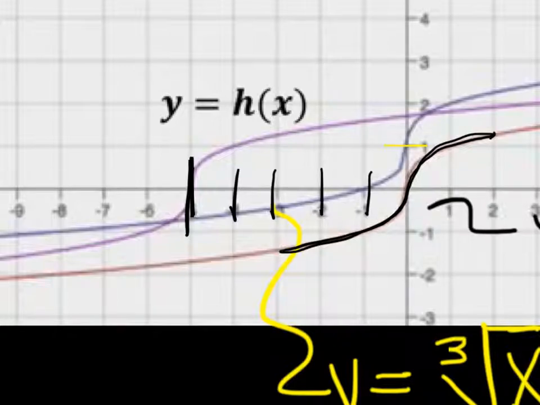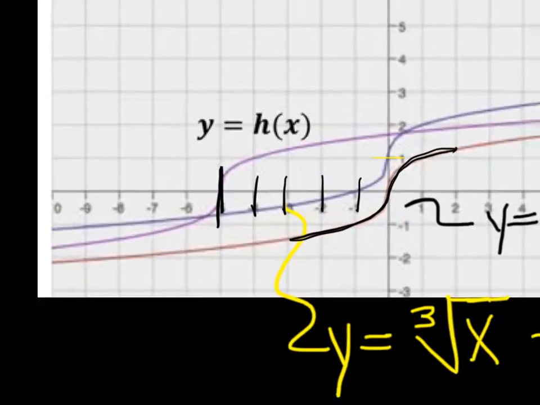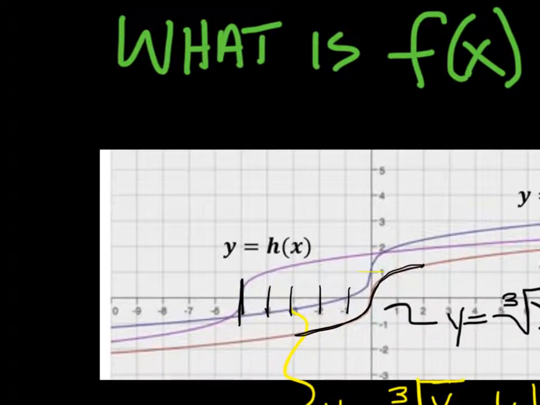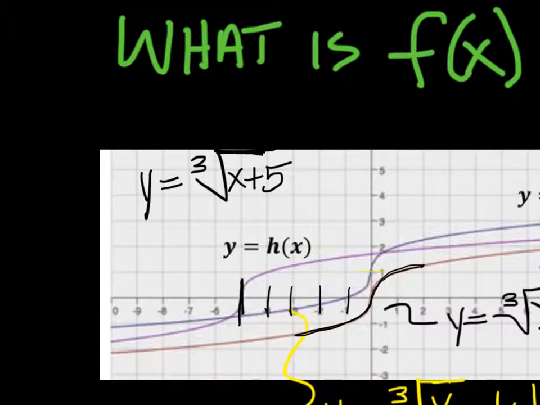Add 5. You add 5. Remember what we're starting with here. It's y equals the cube root of x. I just told you on the last problem that if you want to make it go up and down, you put the addition or subtraction on the outside of it. If you want it to go left or right, you put it on the inside of it. Since it has to go back 5, it's got to be plus 5. So x plus 5, and it must be under the square root sign.